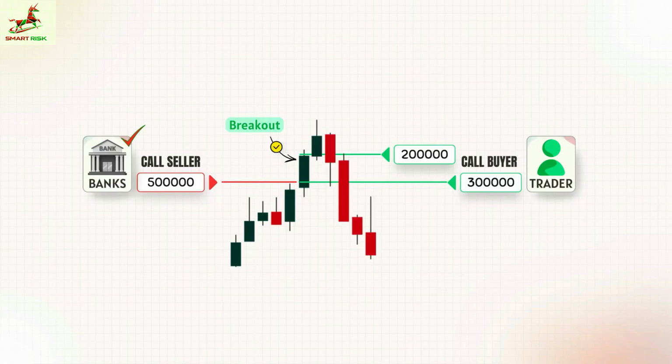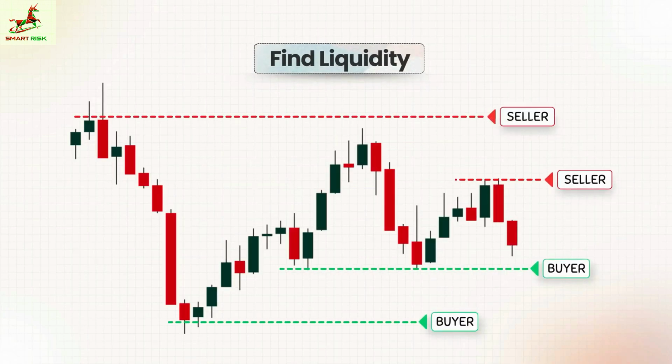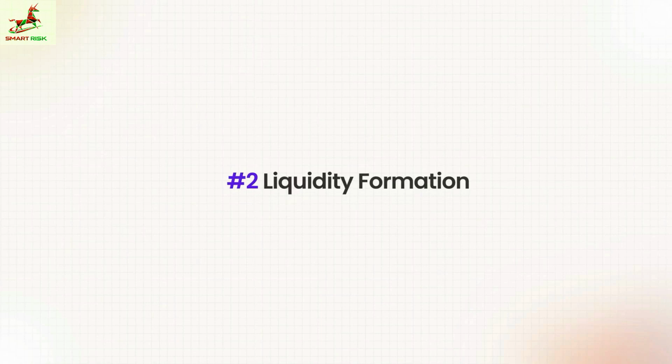In simple terms, if you want to find liquidity on a chart, all you need to do is figure out where buyers and sellers are most active right now. Meaning, where are they doing the most buying and selling? Chapter 2. Where does liquidity form on the chart? Pay close attention to this chapter because it can completely change the way you read charts.